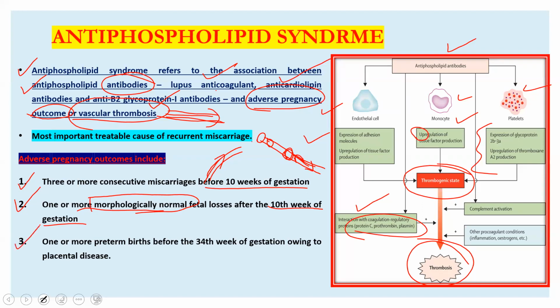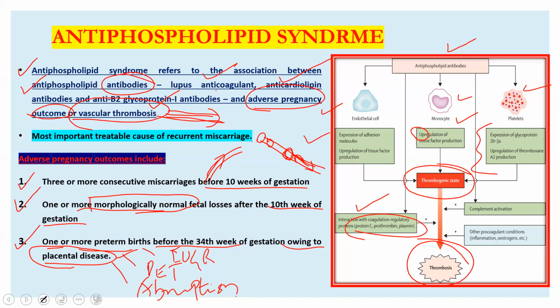Then there is going to be 1 or more preterm births before 34 weeks of gestation, because of placental diseases. And what are the 3 placental diseases we have just discussed? Early onset IUGR, early onset preeclampsia toxemia, early onset abruption. I'm sure we are all well versed with these terms. So always remember, guys, if in your clinics you see chances of antiphospholipid antibody syndrome, don't hesitate to go for the antiphospholipid antibody profile.